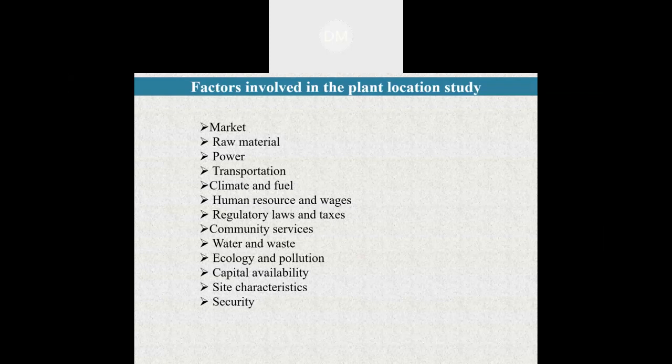Then transportation cost. Transportation cost is also important. There are two types of transportation: one is after harvesting to industry, and second is industry to market. So the cost required for transportation matters. Then climate and fuel. So another important issue is climate and fuel.